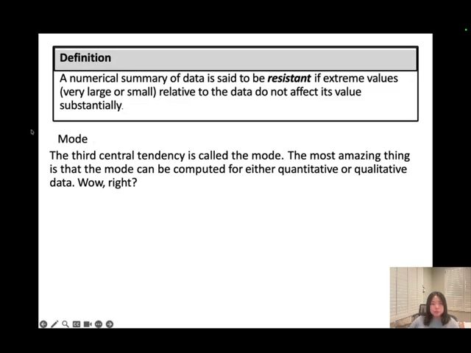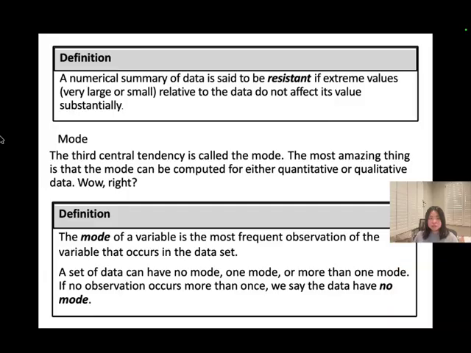And then the mode. The third central tendency is called the mode. The most amazing thing is that the mode can be computed for either quantitative or qualitative data. The mode of a variable is the most frequent observation of the variable that occurs in the dataset. A set of data can have no mode, 1 mode, or more than 1 mode. If no observation occurs more than once, we say the data have no mode. Okay, so it's easy to find the mode. Just find the most frequent data.